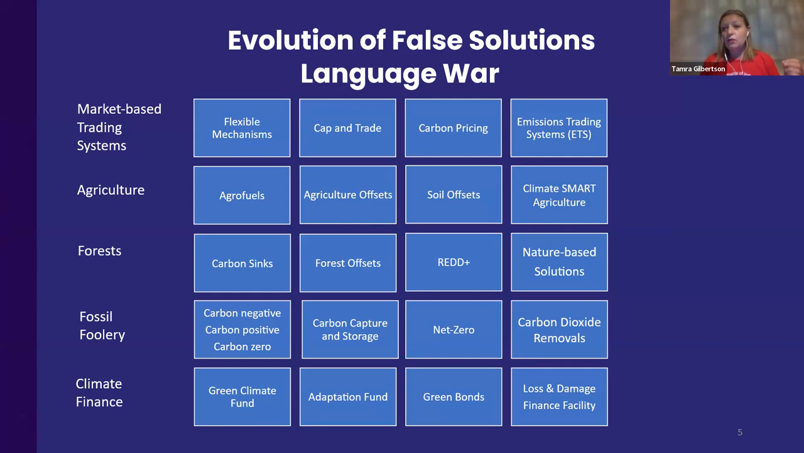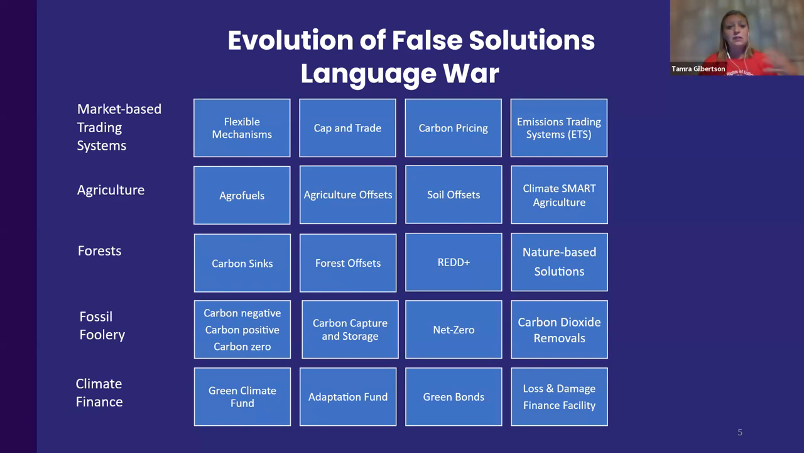And in agriculture, what we talked about as agri-fuels in the early 2000s are now being seen as soil offsets, also something that's now being brought into the biological removals arena, looked at as climate smart agriculture. And that's a whole other conversation. Forests, which were once called carbon sinks, are now forest offsets. The REDD program was brought online in 2007, 2008, because we pushed back so hard in the 90s on that, and now nature-based solutions includes the soils and land-based offsets altogether.